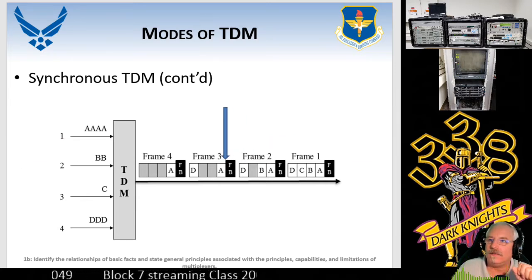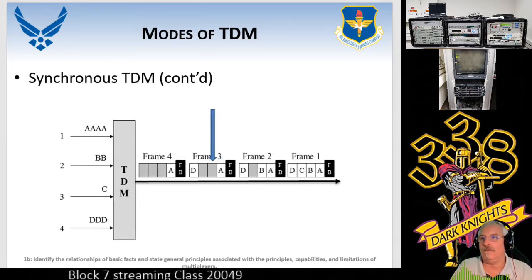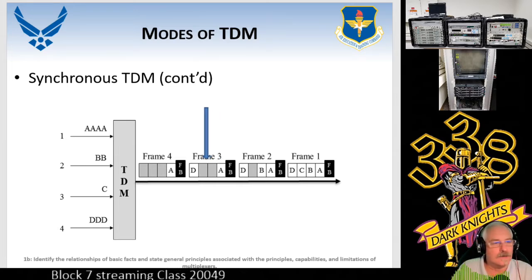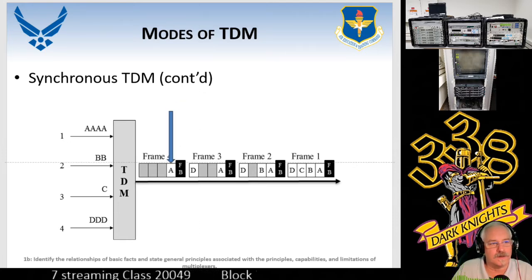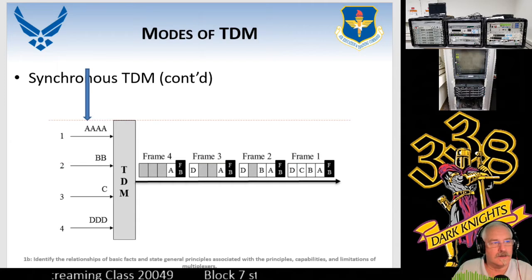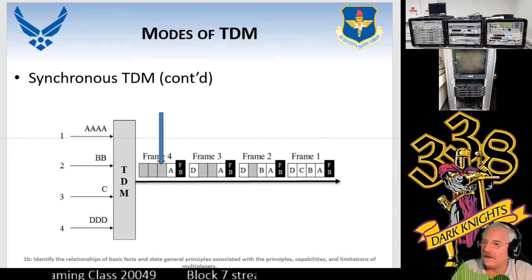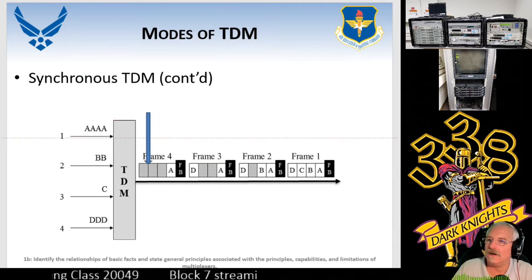We go to frame 3, framing bit, Alpha. We don't have anything in Bravo or Charlie. Again, that's wasted bandwidth. And then we get to frame 4, which is Alpha. That's all that's in there. So you waste time with Bravo, Charlie, and Delta.